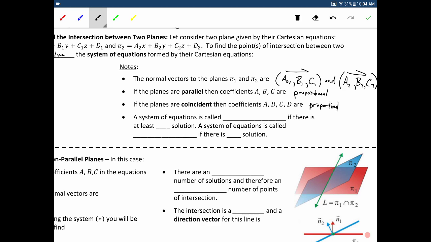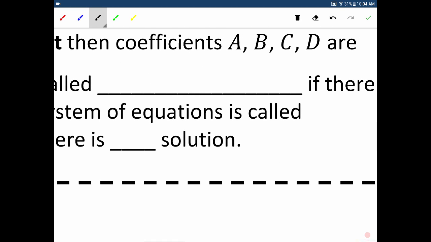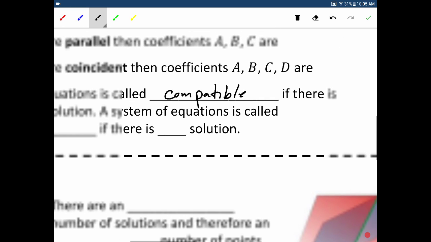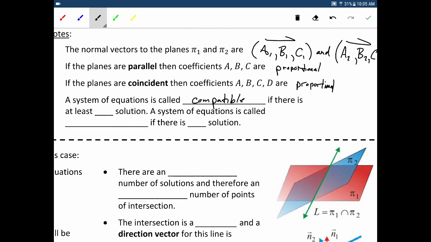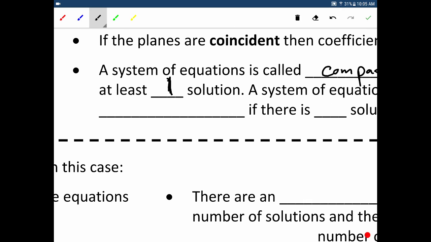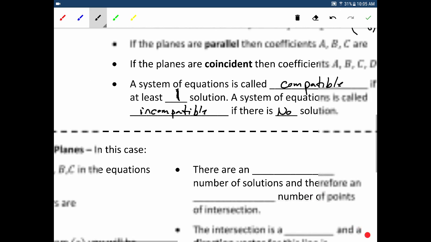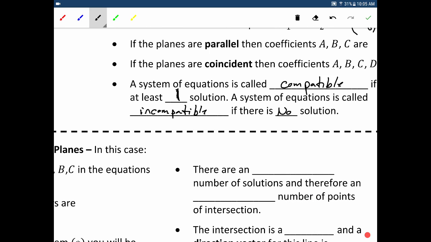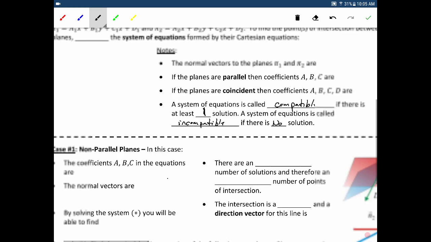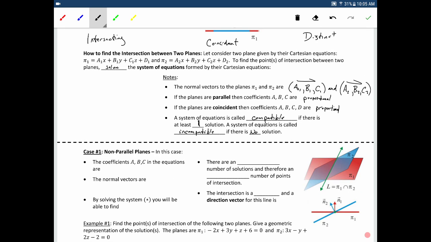A system of equations is what we call compatible if there is at least one solution. A system of equations is, not surprisingly, then called incompatible if there is no solution. And I won't lie to you, that's not vocabulary that's used ultra commonly, but it is the correct vocabulary.